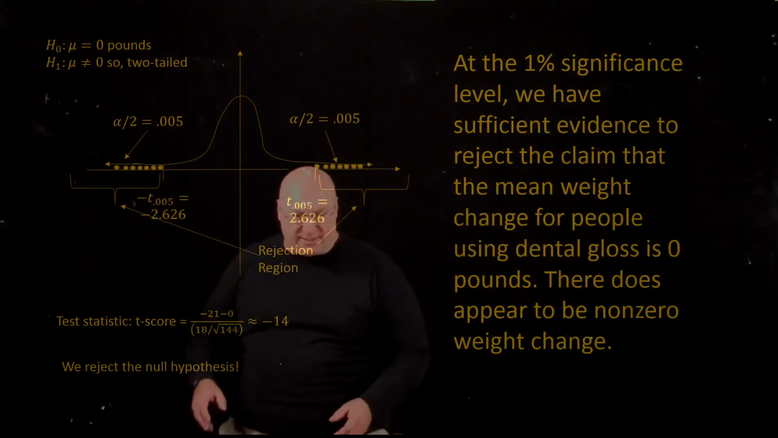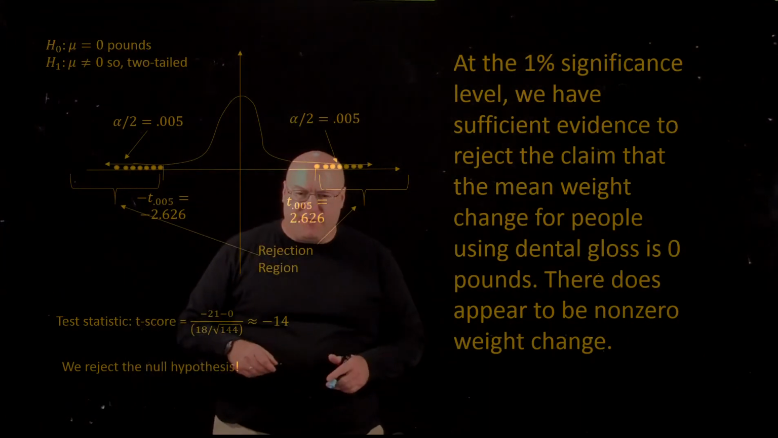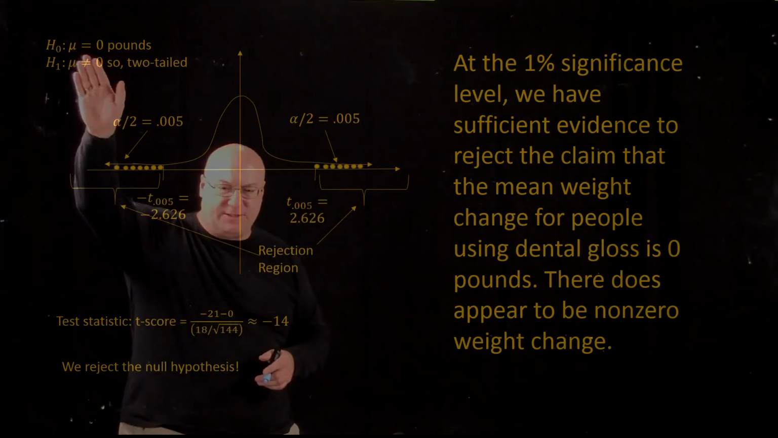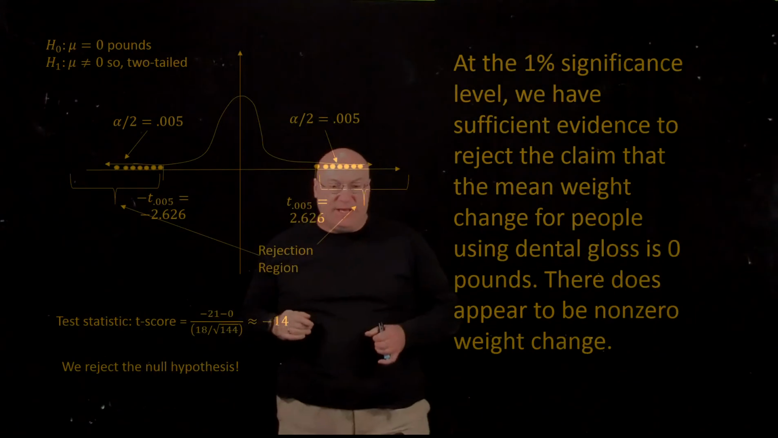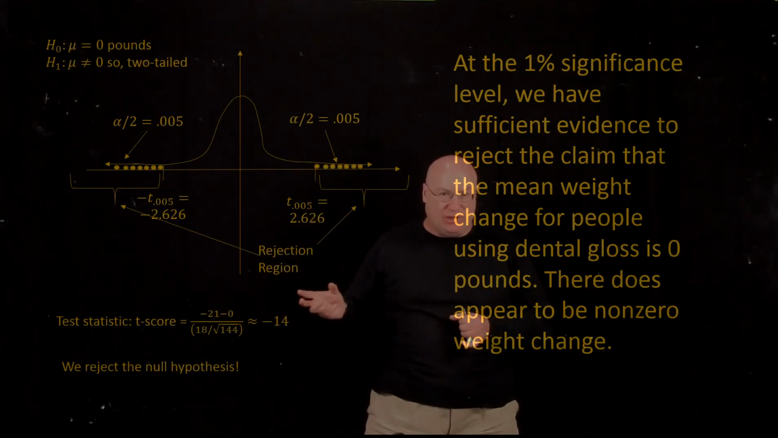Okay, I'm back. Let's see, what do I want to say here? First off, it's two-tailed, right? Because the null hypothesis, no change, would mean we'd expect that there would be no weight change, right?